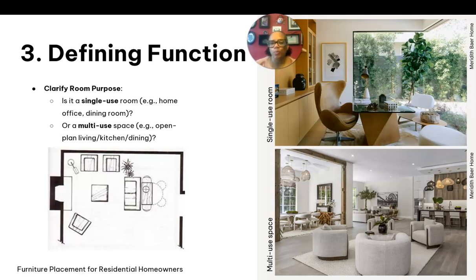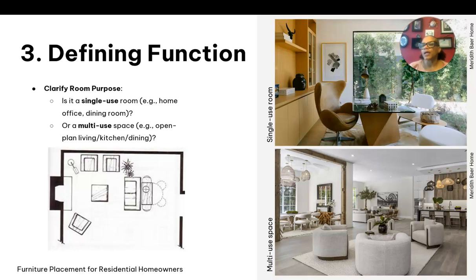Clarifying a room's purpose. Is it a single use room, meaning it's a dining room and that's the only thing that's ever going to happen there? Or is it a multi-use room, meaning that maybe it's a long room that houses the kitchen and a seating area. In this case, this is a smaller room, but I think this is a nice solution where they have a grouping or a seating area for conversation, and they have a sofa table in the back.